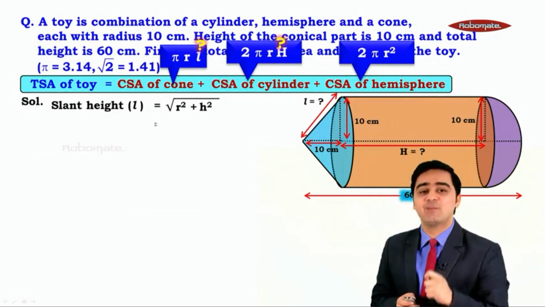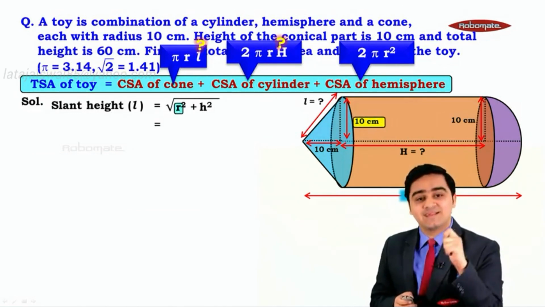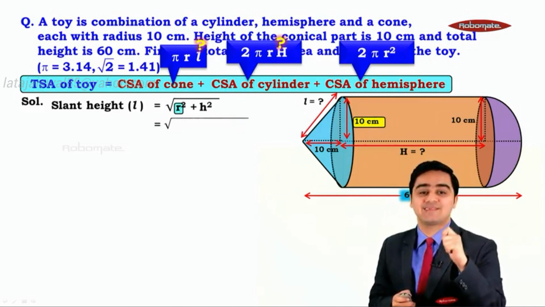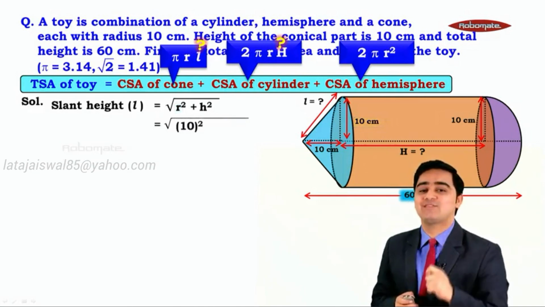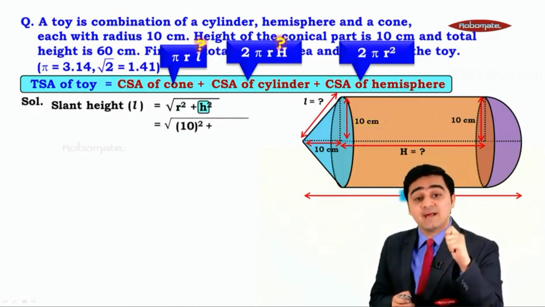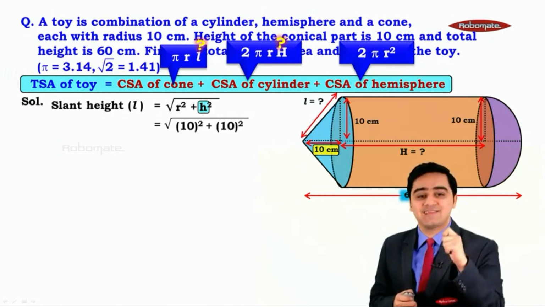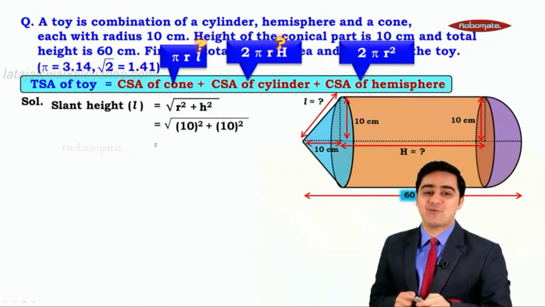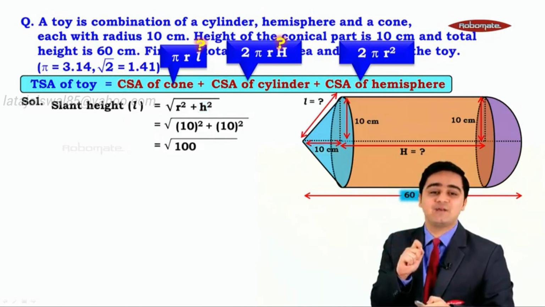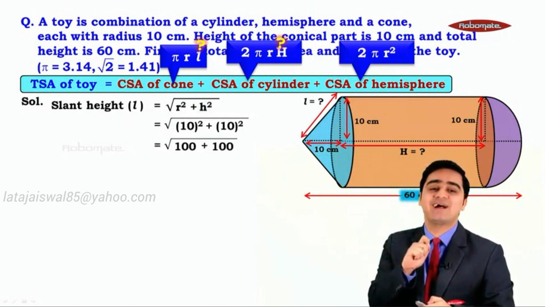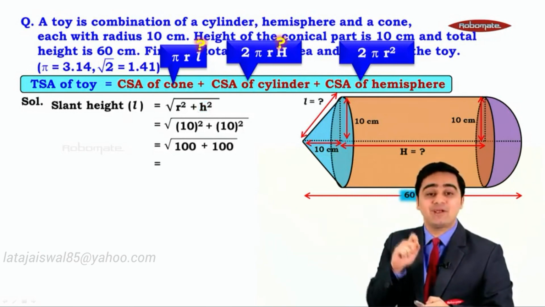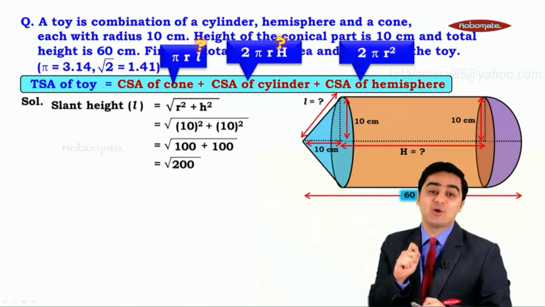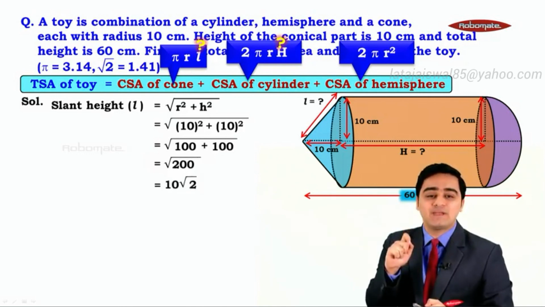Now let us substitute the values. My dear students, what is the radius of the cone? Yes, it is 10. So we'll write root of 10 square. Now what is the height of the cone? Yes, it is again 10. So we'll write again 10 square. Now 10 square is 100. So we have root of 100 plus 100. 100 plus 100 is 200. So we have root of 200. Root of 200 is equal to 10 root 2.